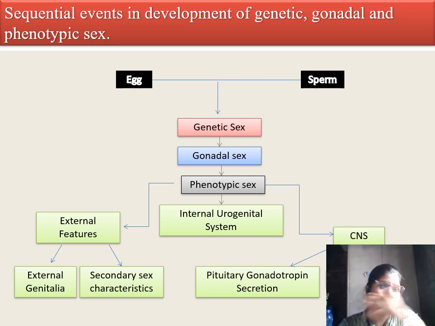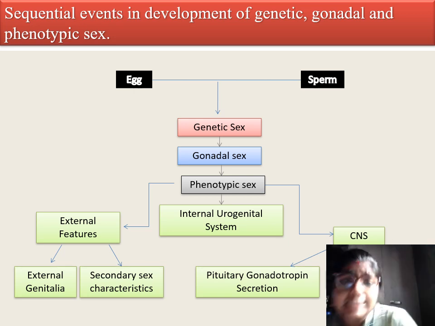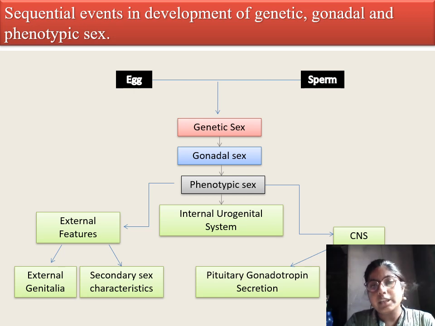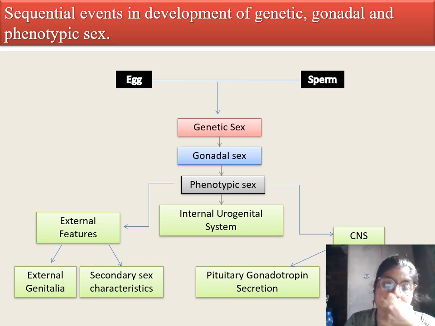So, firstly, here is the egg, which is fertilized by a sperm. Then the genetic sex, the gonadal sex, and the sequential events appear. The external features develop through the external genitalia, and the secondary sex characteristics develop. From the phenotypic sex, the CNS, the central nervous system, also develops. Here, pituitary gonadotropin secretion appears.